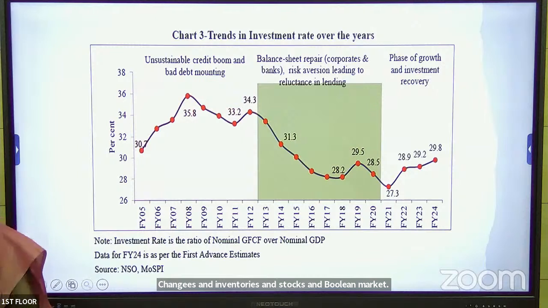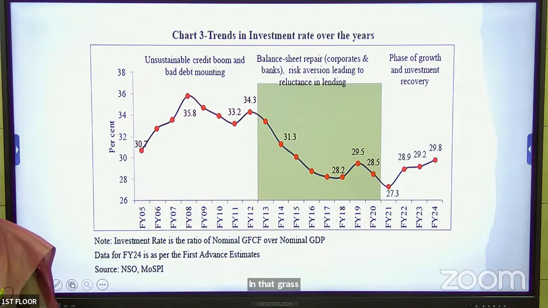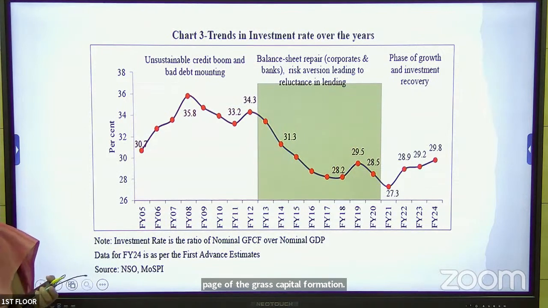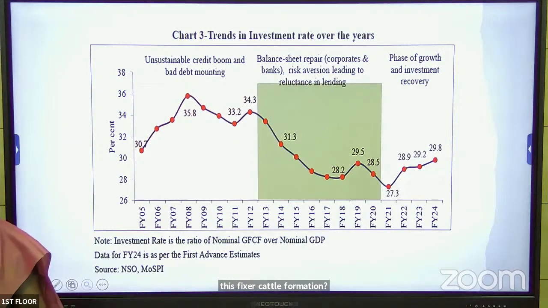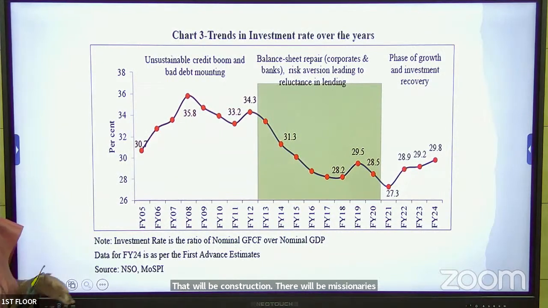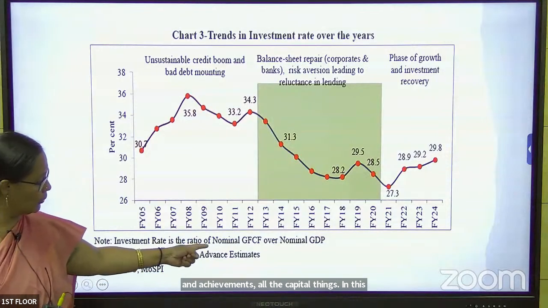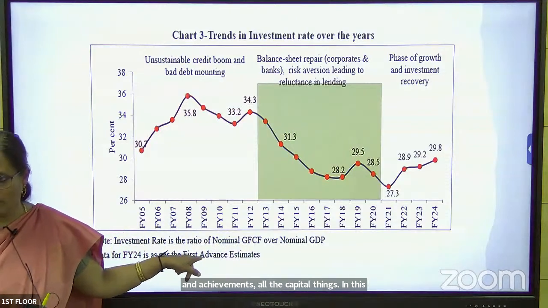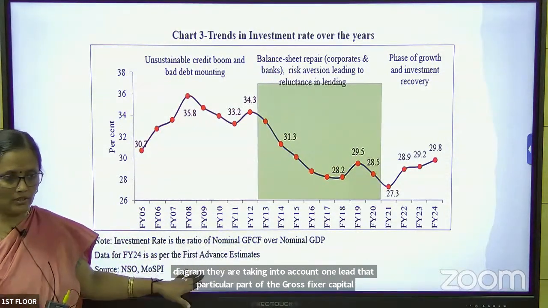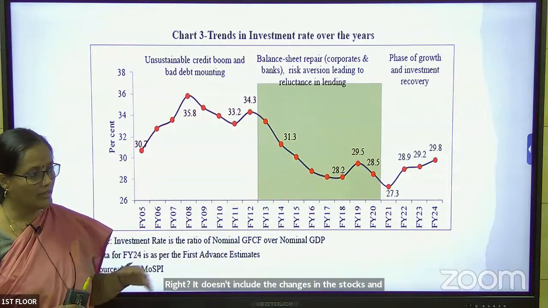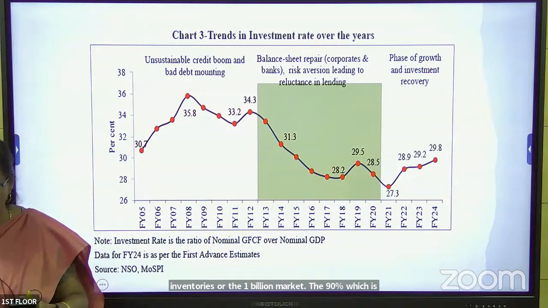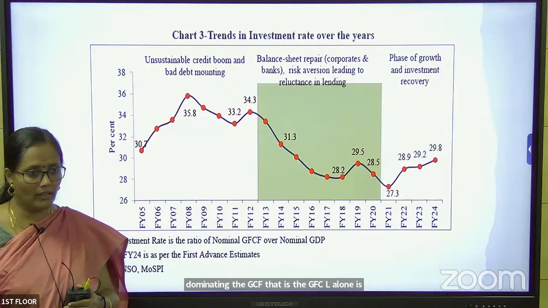GCF is gross capital formation. In that, gross fixed capital formation will be 90% of the gross capital formation. What is inside this fixed capital formation? There will be construction, there will be machineries and equipments, all the capital things. In this diagram, they are taking into account only that particular part, the gross fixed capital formation. It's not the GCF, right? It doesn't include the changes in the stocks and the inventories or the bullion market.